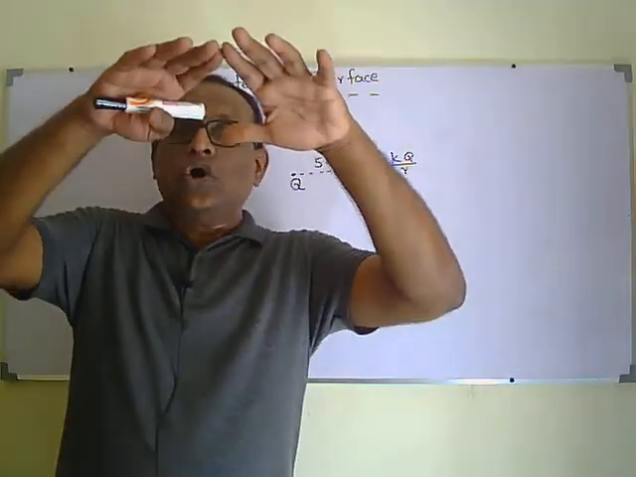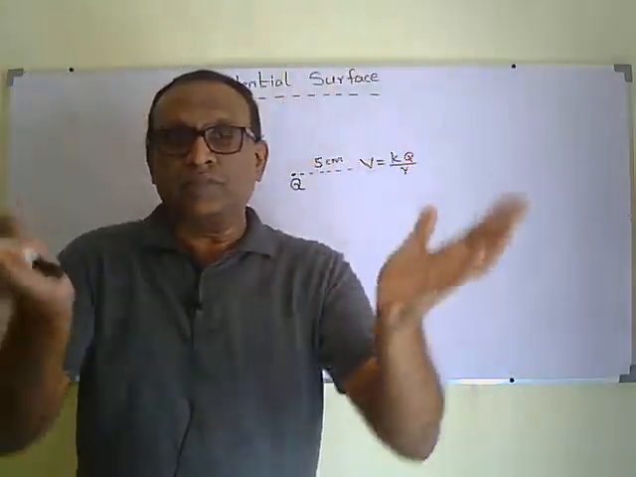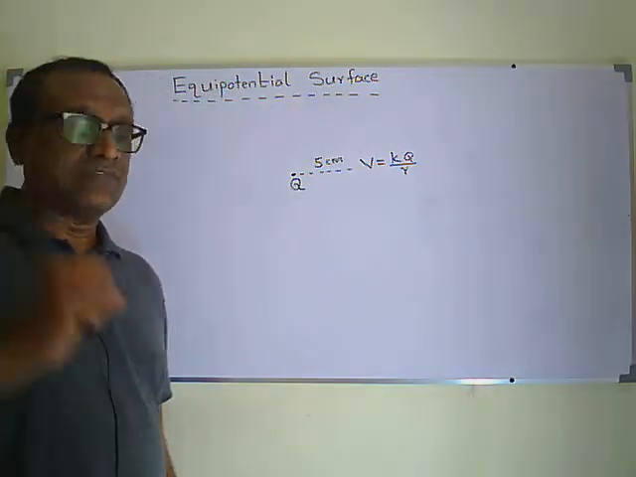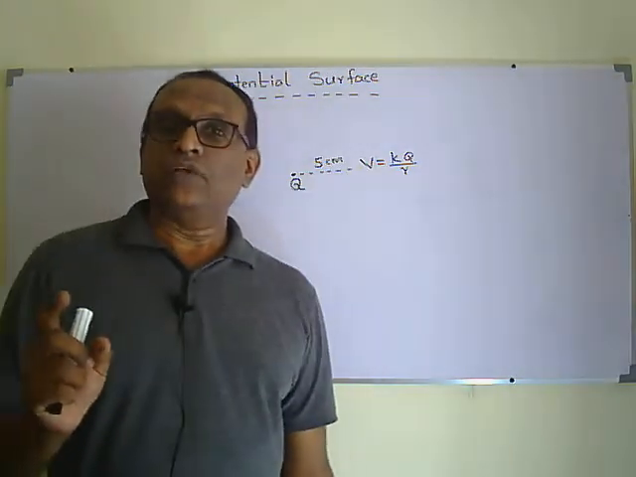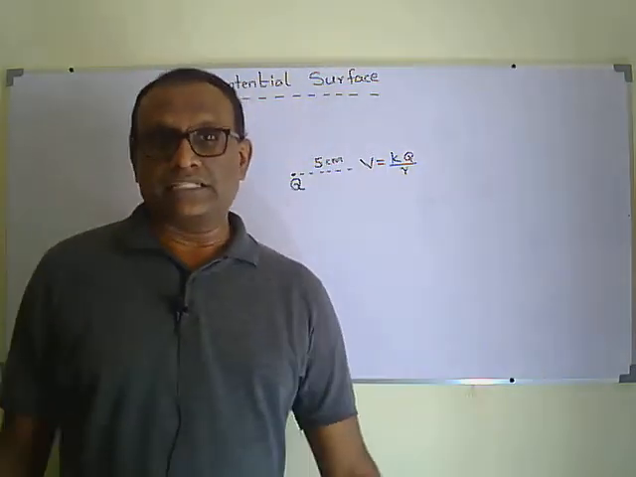If I connect all those points, I will get a sphere. A spherical shape will be formed. On the surface of that sphere, the potential will be the same. That sphere is an equipotential surface.